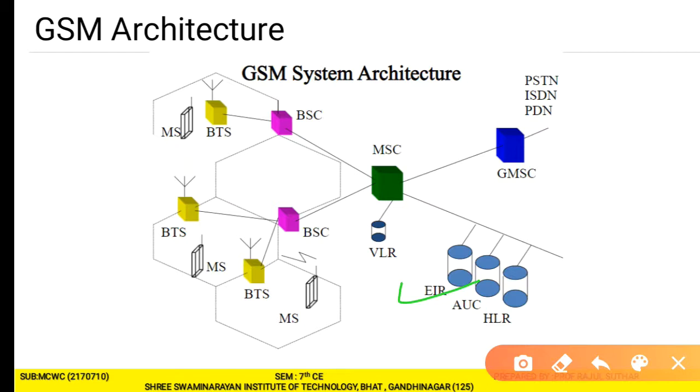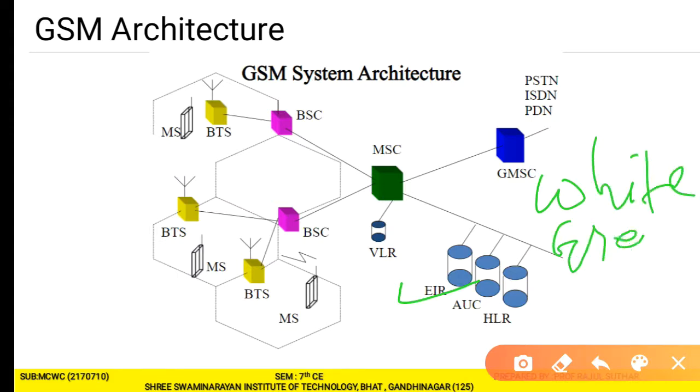First one is the whitelist, then the grey list and the blacklist. So what is the whitelist? The whitelist checks the valid IMEI numbers, the list of valid mobile equipment. So the functionality of the whitelist covers valid IMEI numbers as well as valid mobile equipment.